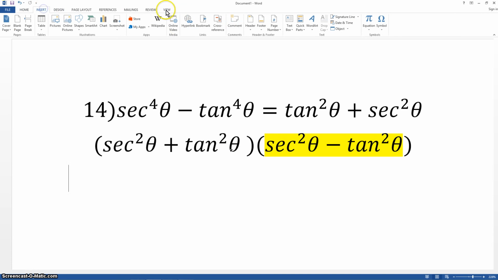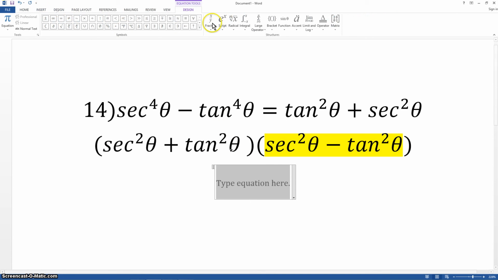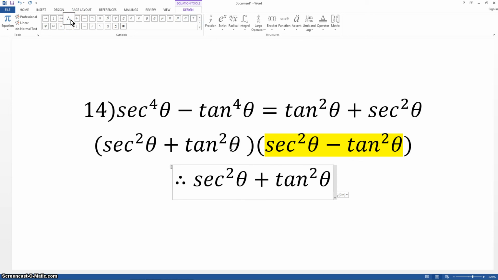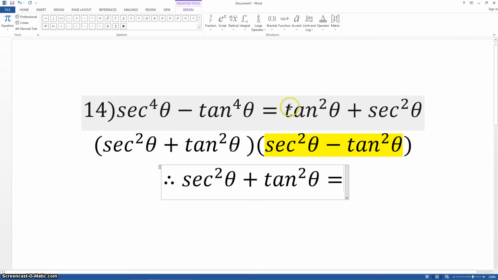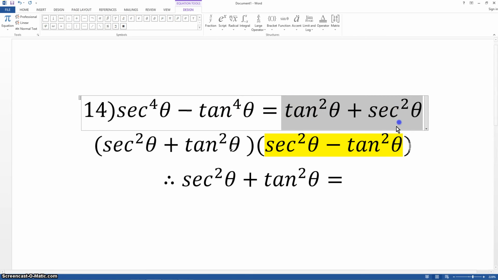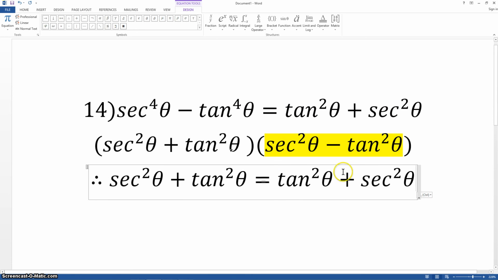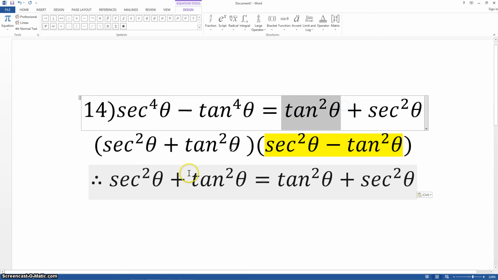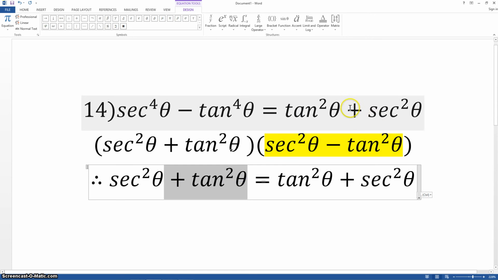So we're going to say, therefore, secant squared of theta plus tangent squared of theta is equal to, well, wait a minute, is it equal to that? Yes, it's the same thing, because this tangent squared of theta is positive, this tangent squared of theta is positive. This secant squared of theta is positive, this secant squared of theta is positive. So even though they aren't in the right order, the signs are the same. Remember, 2 plus 3 is the same as 3 plus 2. All right, so that is number 14.